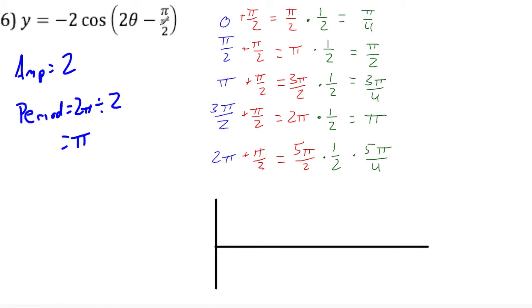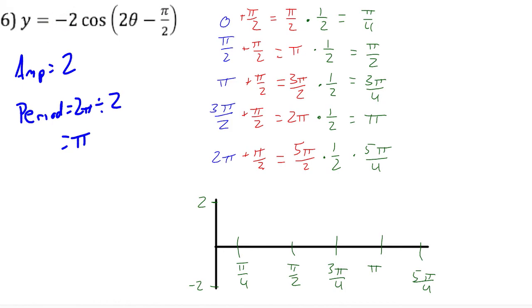So again, these are going to be positive values, so I don't need to worry about where to place the y-axis for this one. So I get pi over 4, pi over 2, 3 pi over 4, pi, and 5 pi over 4. The amplitude is going to be 2, so that's going to go up to 2 and negative 2.